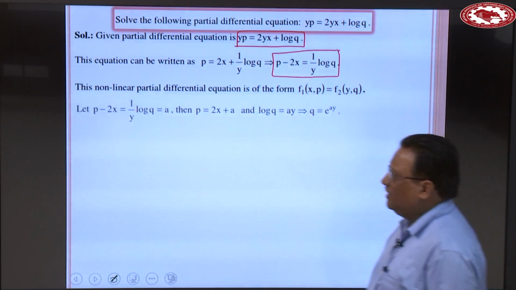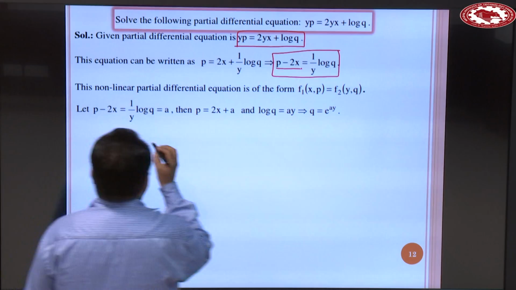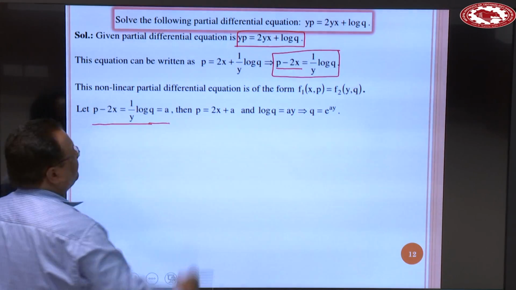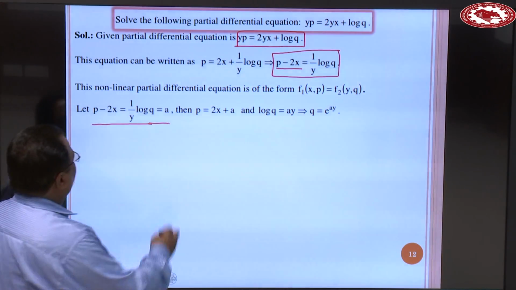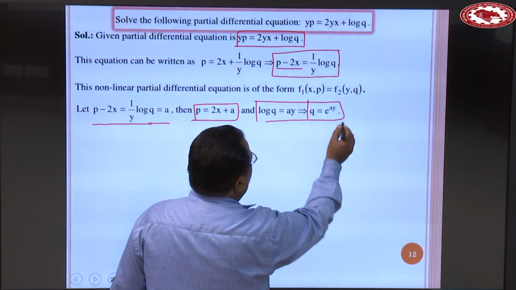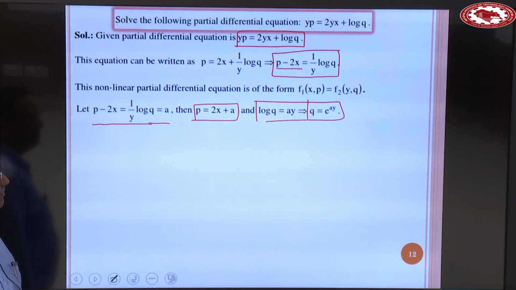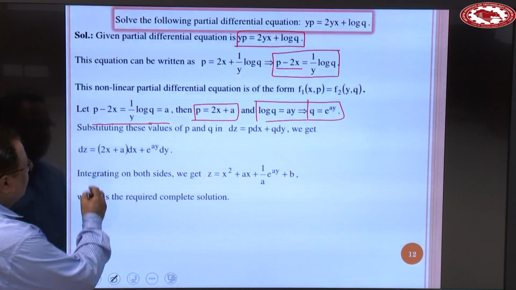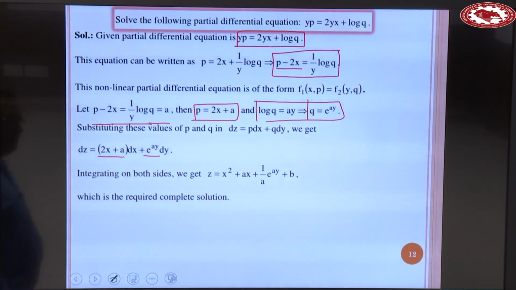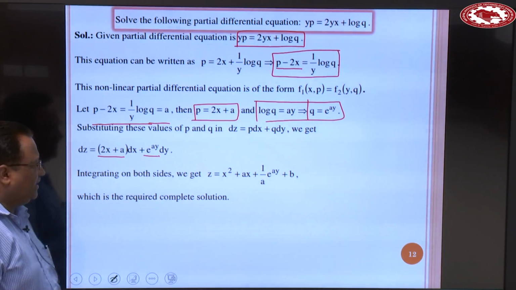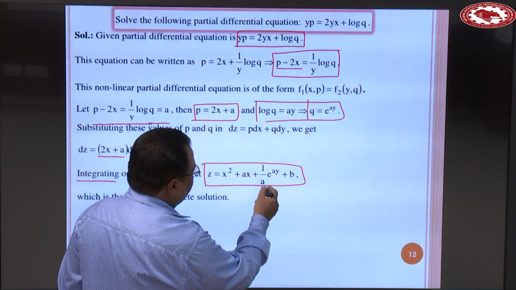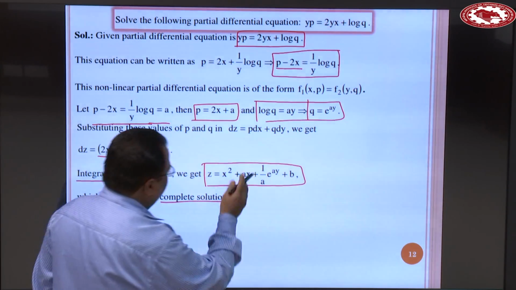Now let p minus 2x, which is equal to (1/y) log q, be equal to a. Then p is 2x plus a, and log q is ay, so q is equal to e raised to the power ay. Now dz is equal to p dx plus q dy, so dz is (2x plus a) dx plus e^(ay) dy. Integrating both sides, we get z is equal to x square plus ax plus (1/a) e^(ay) plus b, and that is the complete solution for this problem.